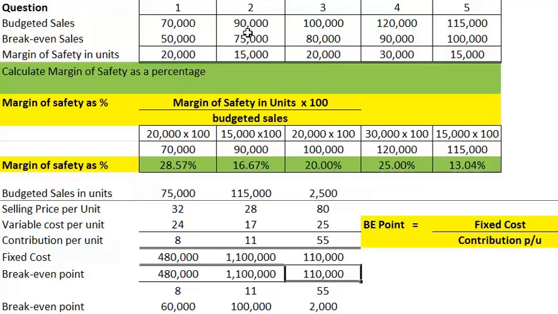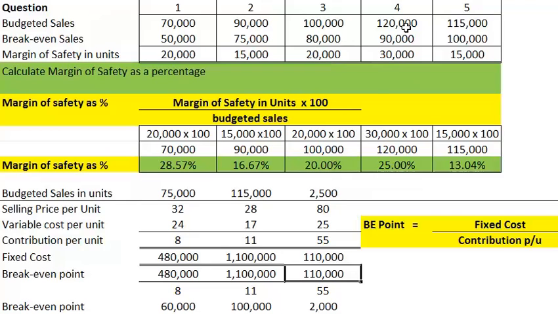In question 2, budgeted sales is 90,000 units. Break-even sales is 75,000 units. Margin of safety in units is 15,000. In question 3, budgeted sales is 100,000. Break-even sales is 80,000. Margin of safety in units is 20,000.